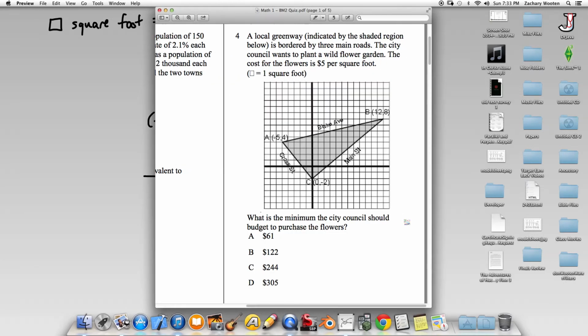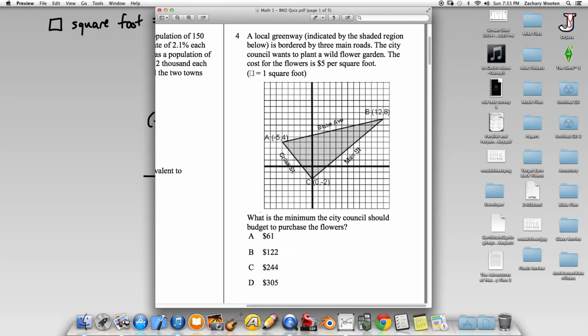Number 4. Alright, now this one was a bit of a tricky one here. So we've got a local greenway indicated by the shaded region. It's bordered by 3 main roads. We've got Cross Street, Main Street, and Blake Avenue. And the city council wants to plant a wildflower garden. And it says the cost for the flowers is $5 per square foot.